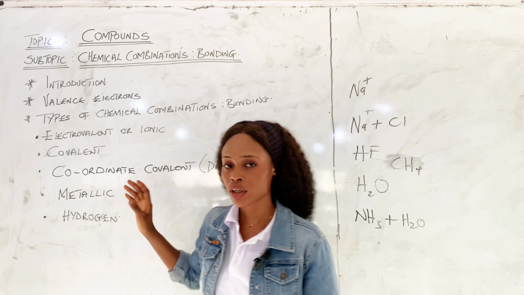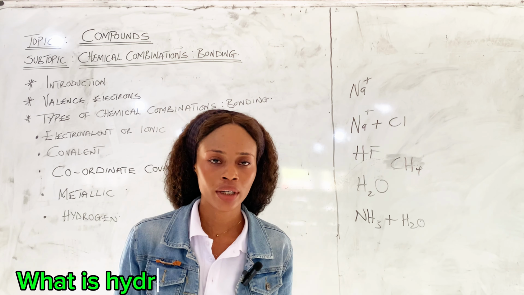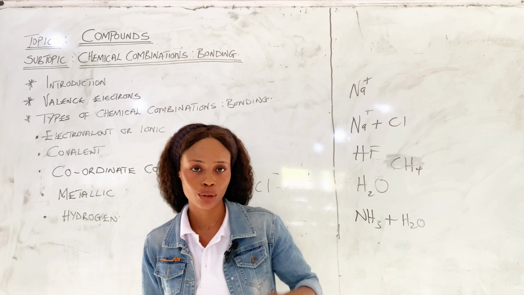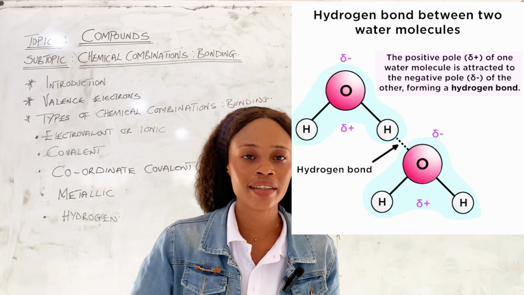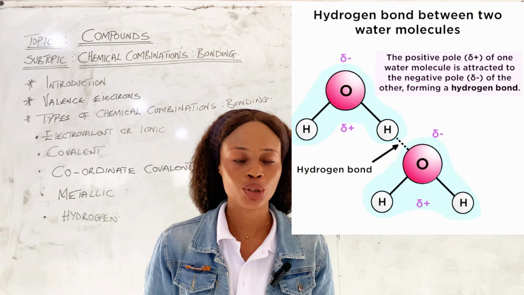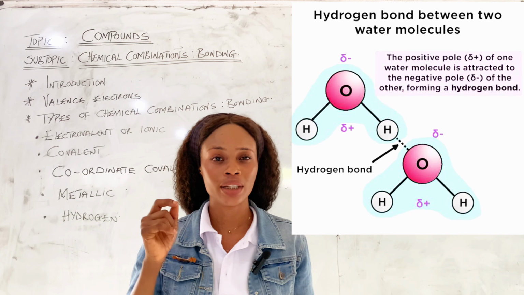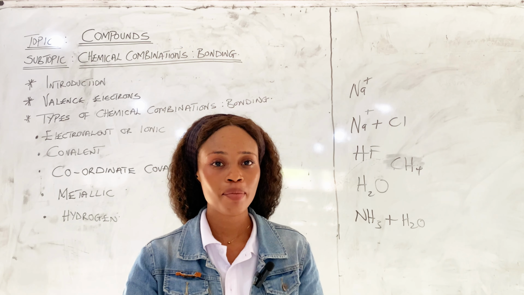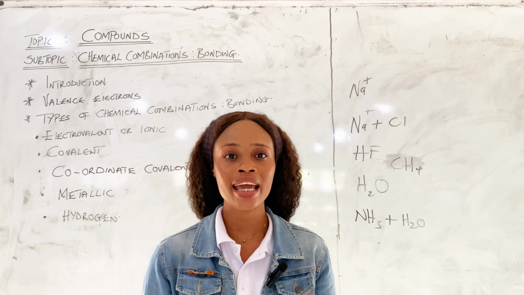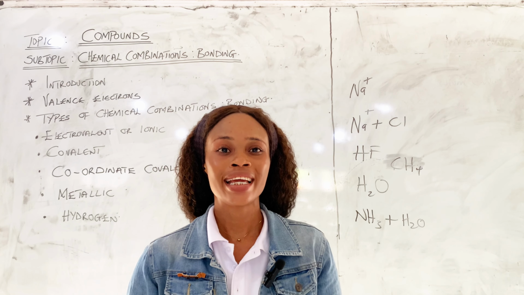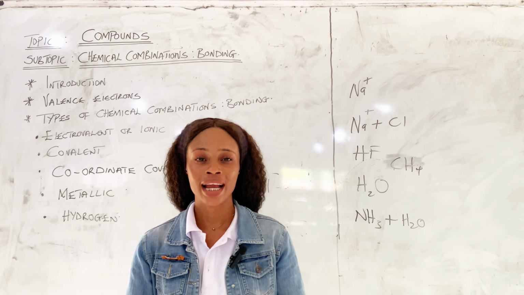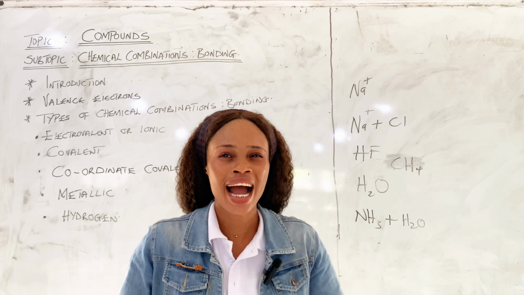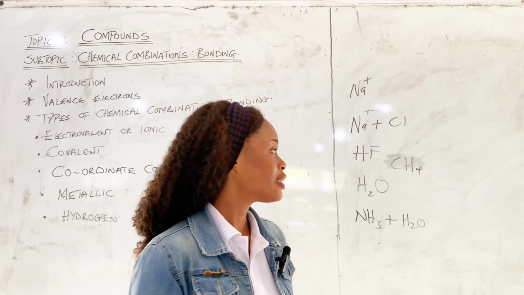So lastly, we want to talk about hydrogen bonding. And what is hydrogen bonding? Hydrogen bonding is a type of bonding that exists between a hydrogen atom and an electronegative element. So what is an electronegative element? An electronegative element is an element that gains electrons. So they gain electrons. They are electron acceptors. Because they are electron acceptors, they are highly reactive.